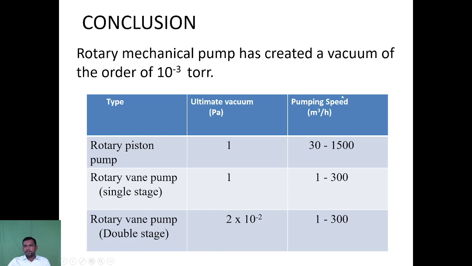In the case of pumping speed, a rotary piston pump has a pumping speed of 30 to 1500 meter cube per hour. That is the maximum pumping speed using a rotary piston pump. For a rotary vane pump, single stage, the pumping speed is 1 to 300 meter cube per hour. In the case of the double stage rotary vane pump, the pumping speed is in the range of 1 to 300 meter cube per hour. So this is the overall overview of the rotary mechanical pump.